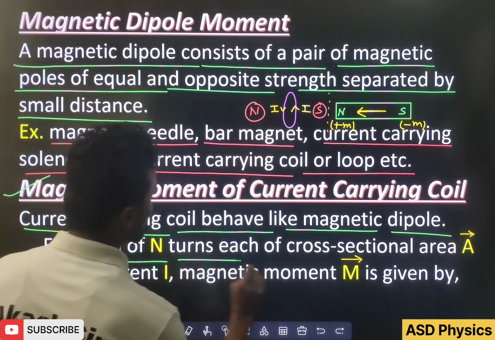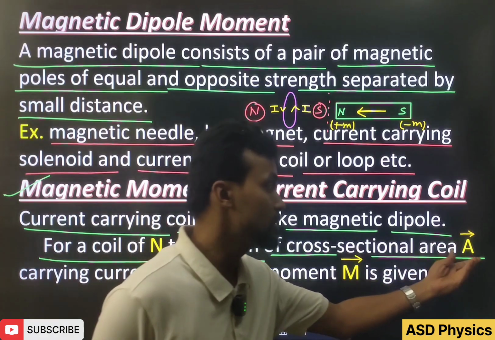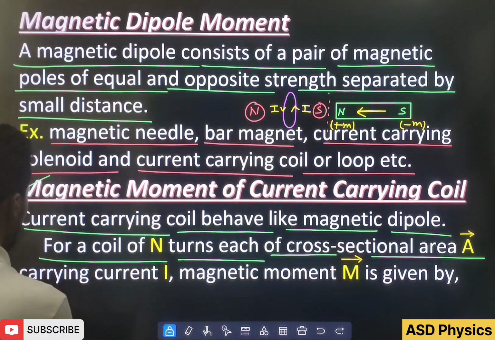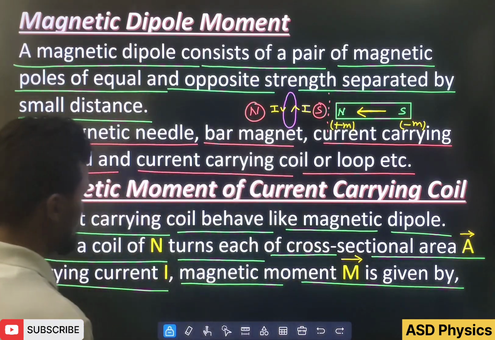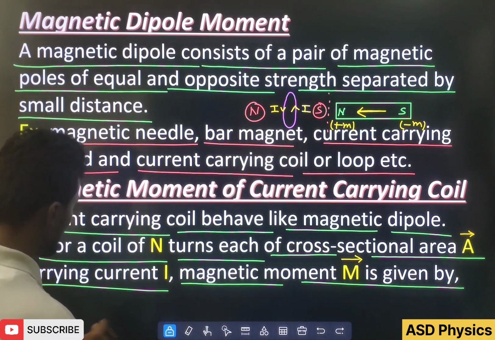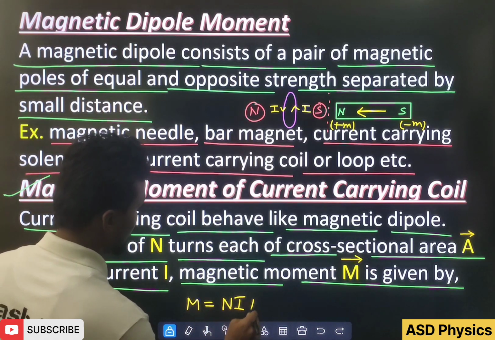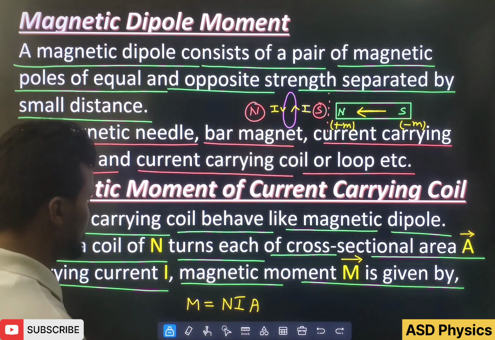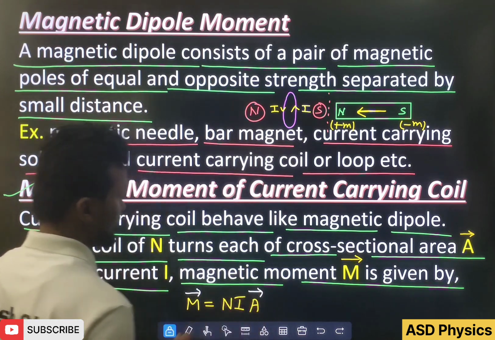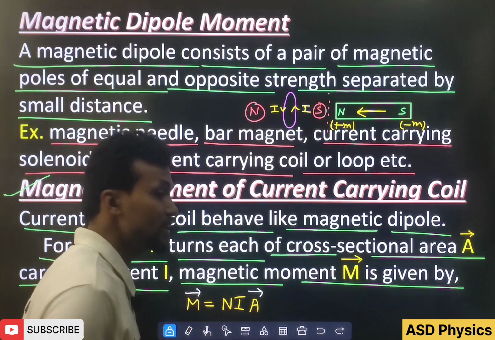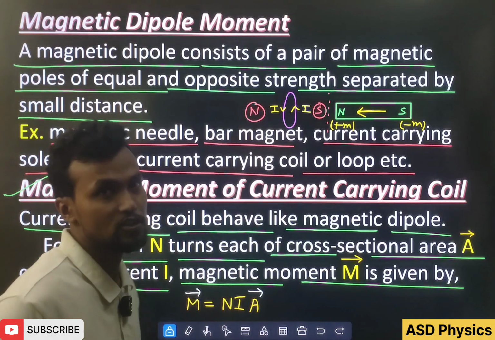And how to get the magnetic dipole moment of this kind of electromagnet? See, for a coil of n turns, each of cross-sectional area A, here area will be a vector, we will see further why, carrying current I, magnetic moment M is given by, I will write here, capital M equals NIA. Very easy. If I write it in vector form, I have to put a vector sign here and here also. Magnetic moment is a vector quantity, and its direction is along the direction of the area.